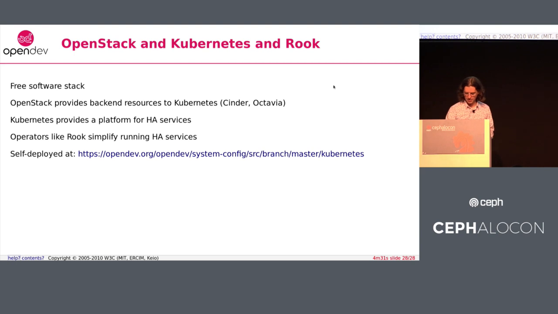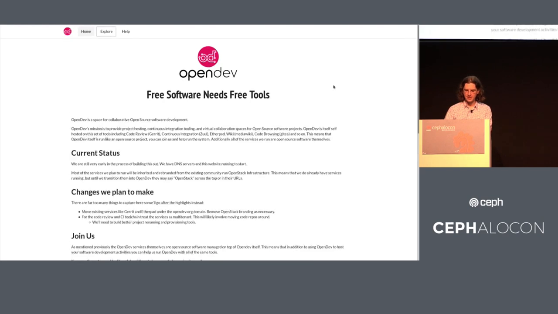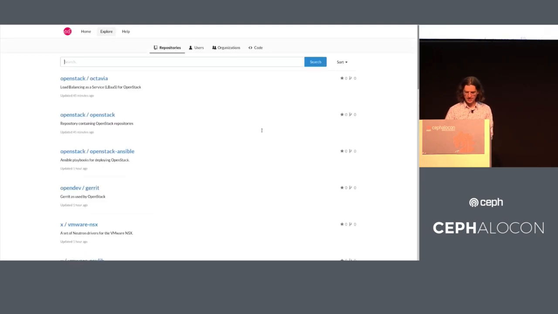Actually, before I do this, let me hop over to this tab. This is what our Gitty looks like at the end after everything is set up. If you go to opendev.org, you'll see this page. And if you click around under Explorer, these are all of the repositories that we have hosted there. Coincidentally, a change to the Octavia project recently merged, so it's actually at the top of the list. That's what the system looks like with everything up and running.